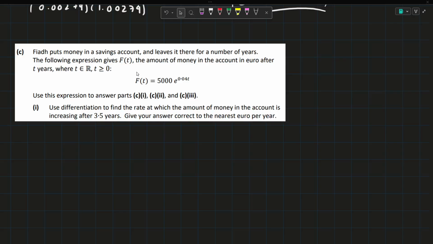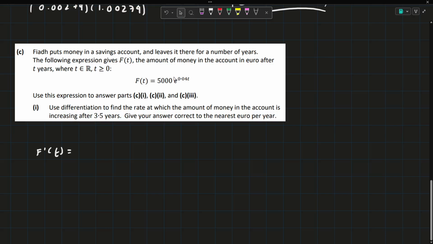Then we're given an equation for savings this time, and we're told to find the rate at which the amount of money in the account is increasing after 3.5 years. t is in years here, so that's fine. We're using differentiation, so let's differentiate. f prime of t will be equal to, remember when we're differentiating an exponent, we have a function inside a function. We have this thing in the power, which is one function, and then an inside function, which is taking the t and multiplying it by 0.04.